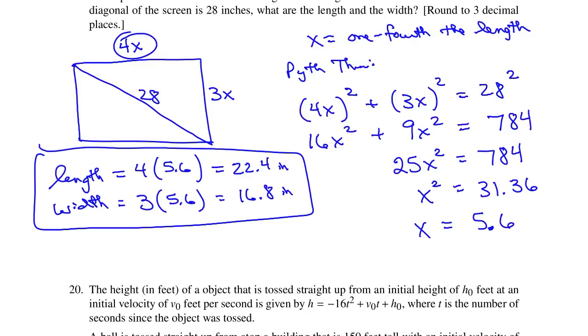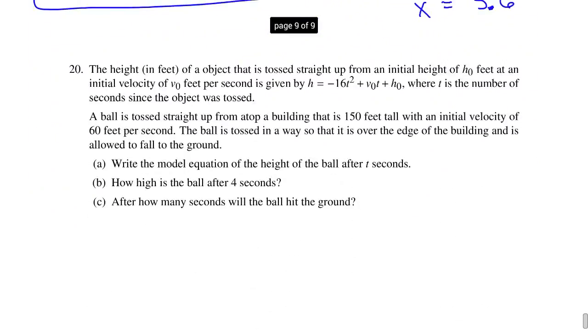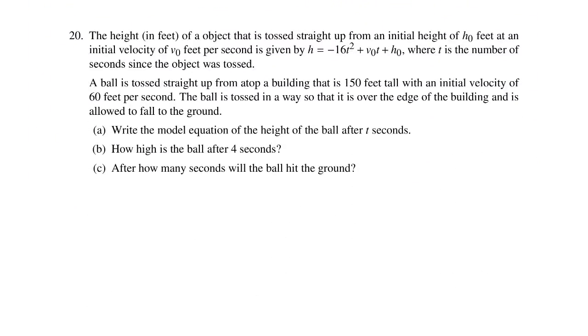Alright, lastly, number 20. The height in feet of an object tossed straight up from an initial height of h0 feet at an initial velocity of v0 feet per second is given by h is equal to negative 16 t squared plus v0 t plus h0, where t is the number of seconds since the object was tossed.